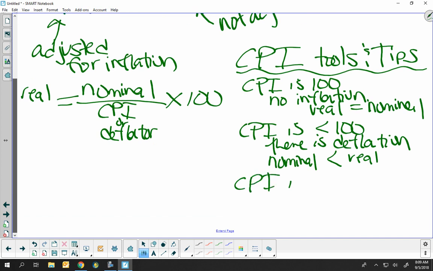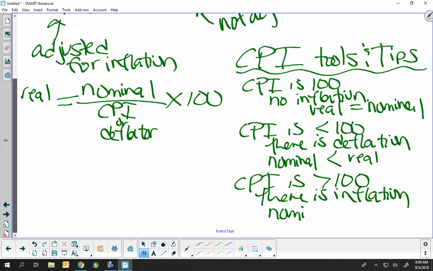If CPI is greater than 100, there is inflation. That way, the nominal number is inflated. That nominal number is too big. There's inflation in it, so that number is going to be bigger than real. Your answer should be smaller than the numerator, than the nominal. And that's the way to remember it. Nominal goes on the numerator.